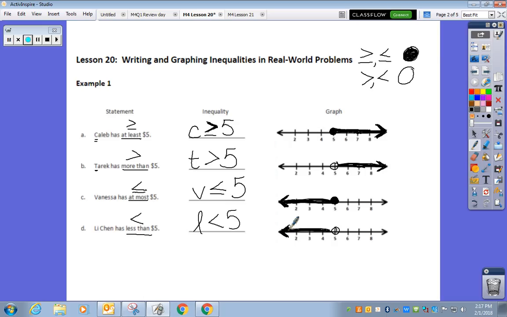So there are some examples of how to take a statement in words, rewrite it as an inequality, and then graph it.